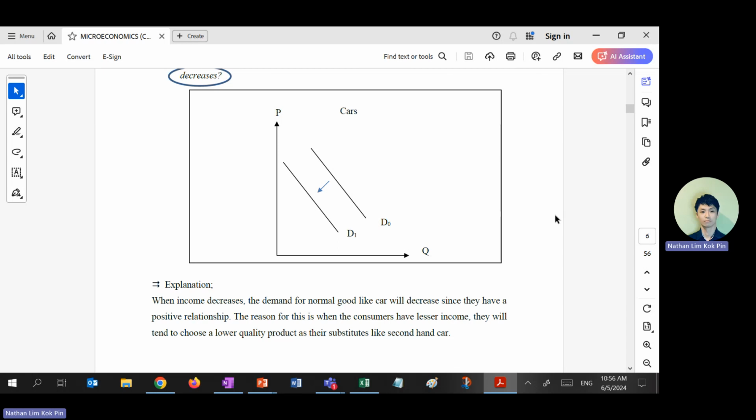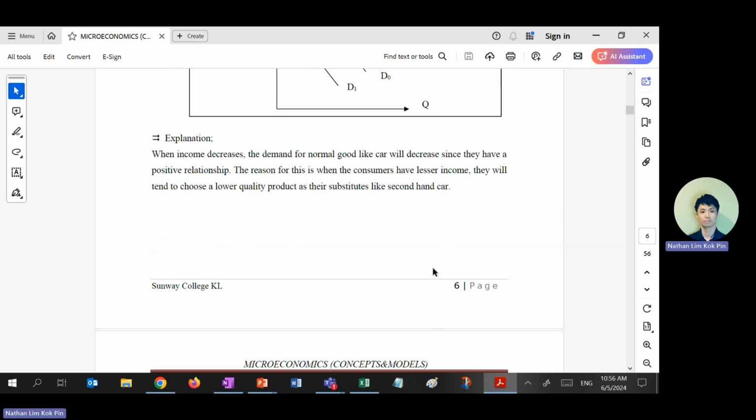Because since they have a positive relationship, when consumer have less, they will tend to choose lower quality product like a substitute, like second-hand car, right? This one, I purposely put some other factors inside. Why I want to link to another factor? I want to show my marker, my examiner, that I know more than that. But I don't want to show too much.